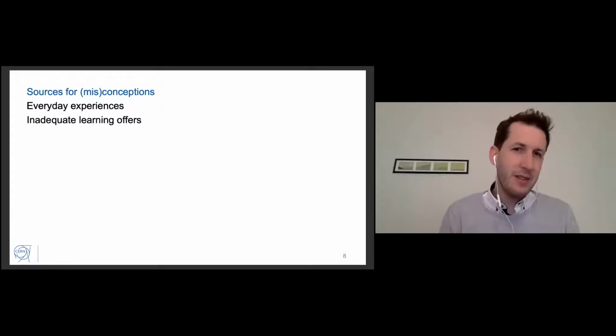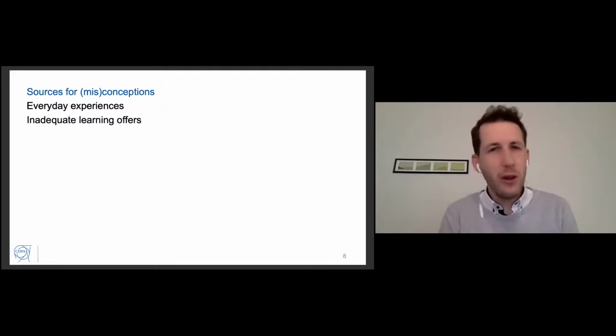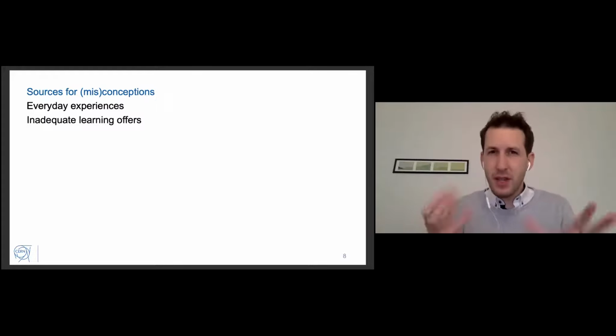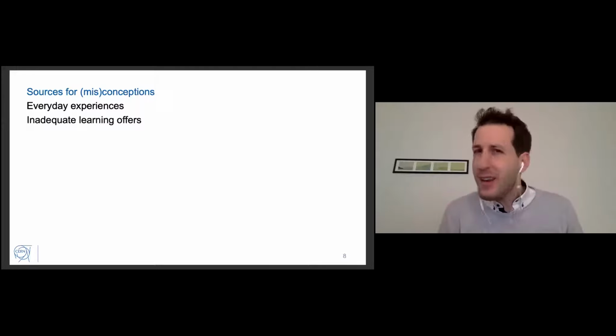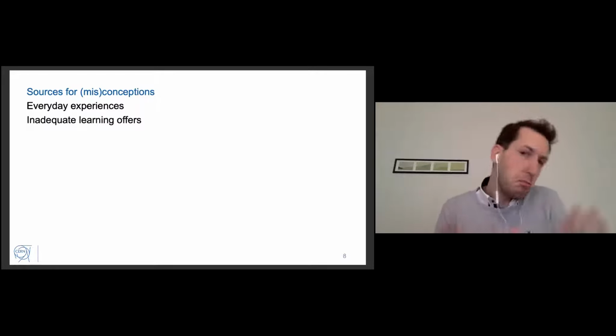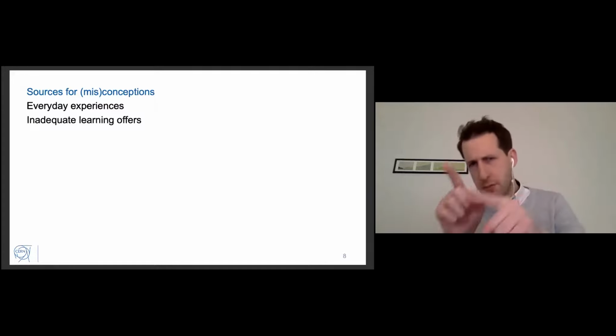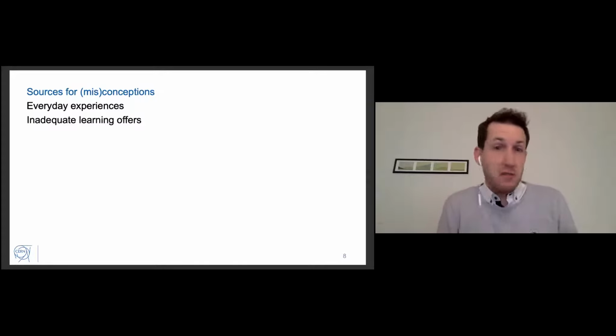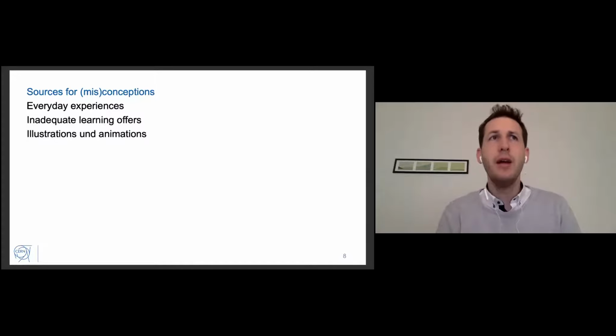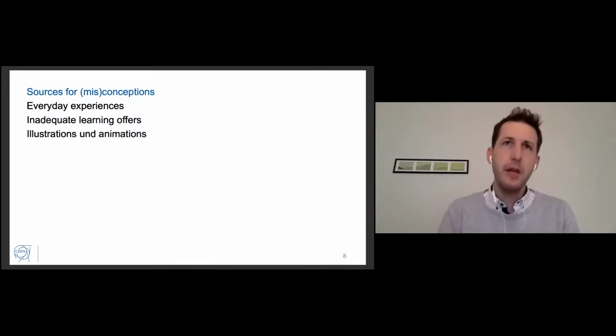In particle physics, we have some inadequate learning offers. So we have some animations or simulations that are nicely designed, but they are just completely wrong. And for us as teachers, that is quite easy to discern, to say, okay, this is not correct, this is okay. But for our students, they don't know what is correct and what not. So we have to be very careful when we use them. So yeah, the illustrations and animations.